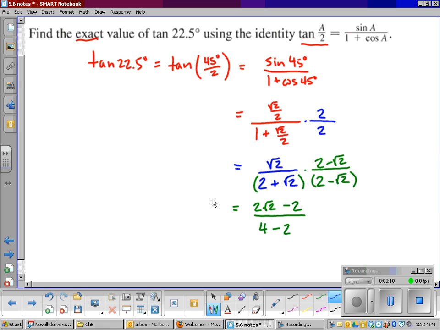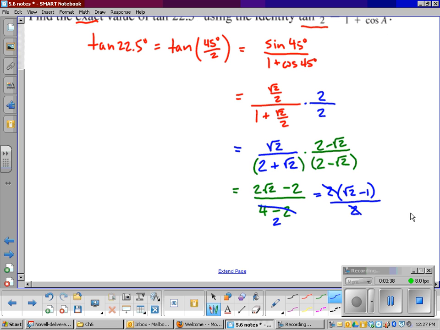Now we can simplify that because 4 minus 2 is 2, and notice that each term of the numerator has a factor of 2, and I have a factor of 2 in the denominator. So if I factor out the 2 in the numerator, it leaves square root of 2 minus 1, and then divided by 2, and we can reduce those 2's that are factors, top and bottom, and that gives us a final answer of the square root of 2 minus 1.